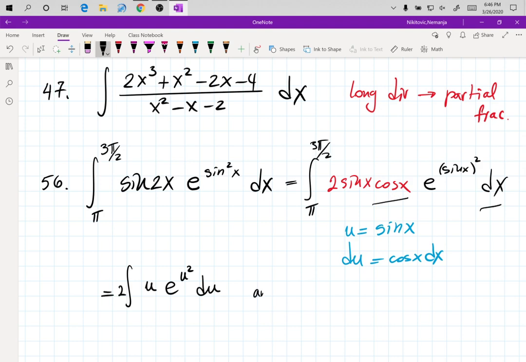So another u sub. I mean, call it v sub or something. Another u sub. And sine of pi is 0. And sine of 3 pi over 2 is negative 1. And then you use another u sub. Well, use another different variable.